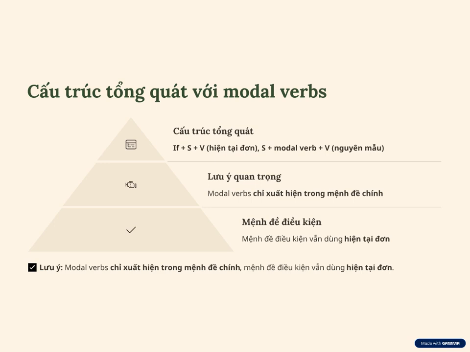At the base of the pyramid is the condition clause. Even when modal verbs are used in the main clause, the if clause must always stay in the present simple tense. Lastly, at the bottom left, there's a key reminder. Modal verbs only appear in the main clause, and the if clause remains in present simple. This structure ensures clarity and correctness when expressing real future possibilities using modal verbs.